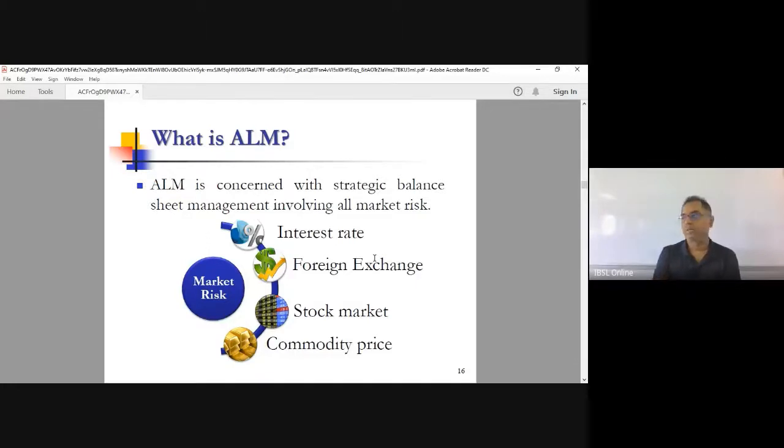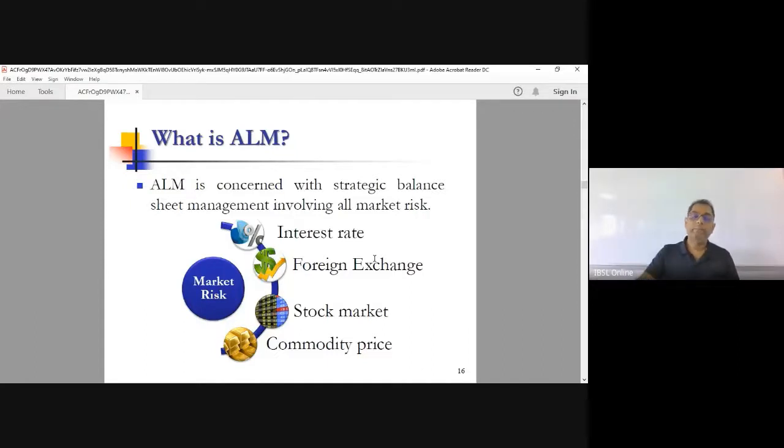So when you say market, what is the market? Market has various kinds of markets. You have the interest rate market, the foreign exchange market, the stock market, and commodity prices. In the case of banks, the two most predominant risks are interest rate and foreign exchange rates. Of course, there are banks that deal in equities, and banks that have commodities on their books. They have those risks as well. But if you look at a majority of banks, definitely in Sri Lanka, you are mainly worried about your interest rate and foreign exchange risk management.